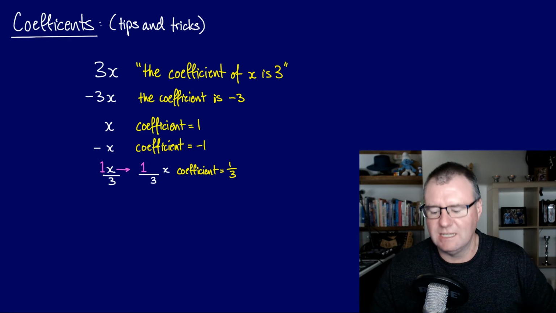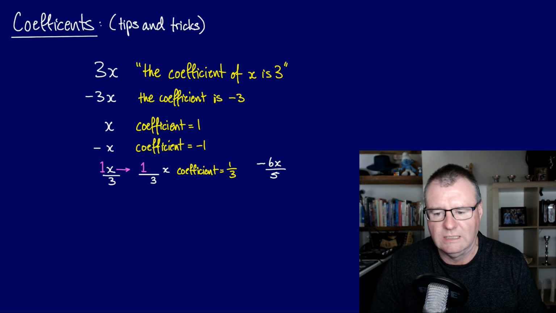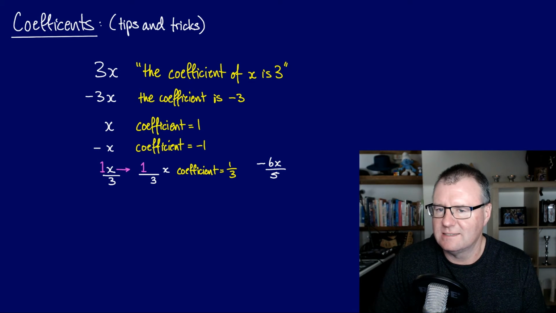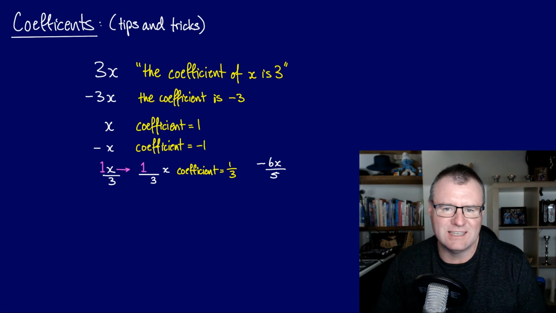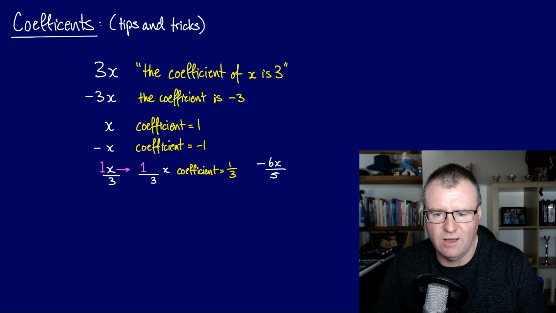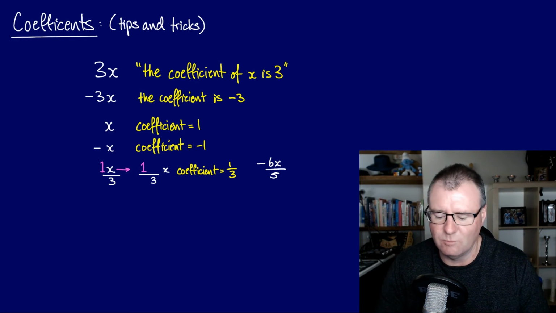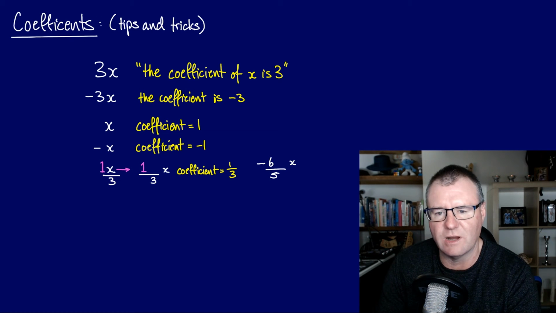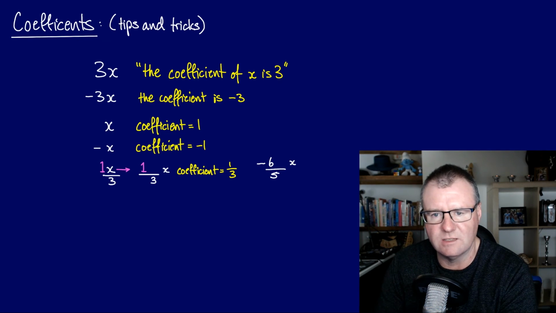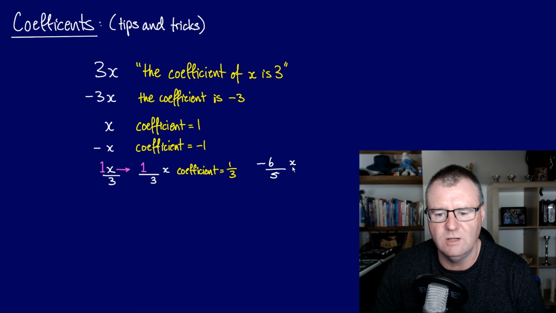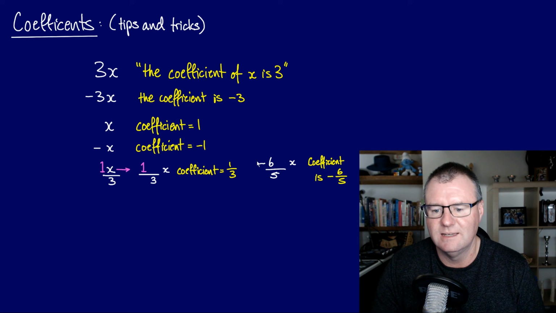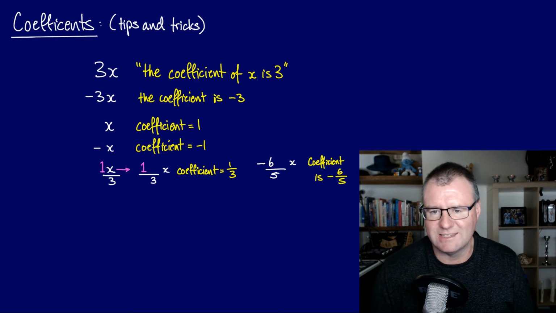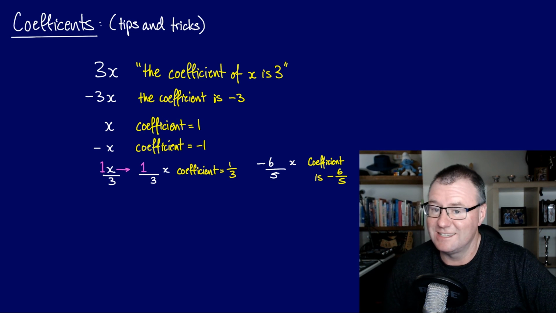So look at the same idea, but one that's maybe a little bit more tricky. What about if I had this term here? Negative 6x over 5. Let's do the same little trick. I'm working within the term. I'm going to take the x and I'm just going to slide it off the edge of the fraction. Now it's sort of standing there on its own and it has this in front of it. What it has in front of it is, in fact, a negative 6 over 5. So in this case, the coefficient would be negative 6 over 5.